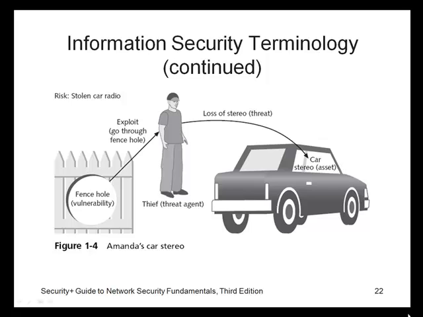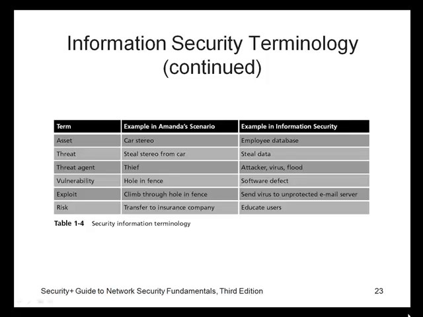So here's the guy. We have the vulnerability, the exploit, going through the fence, and then the loss of the stereo, and then the threat agent here. So that's the way we're going to steal a car stereo. Assets. Do this and we'll take a break. The term asset: car stereo, employee database.